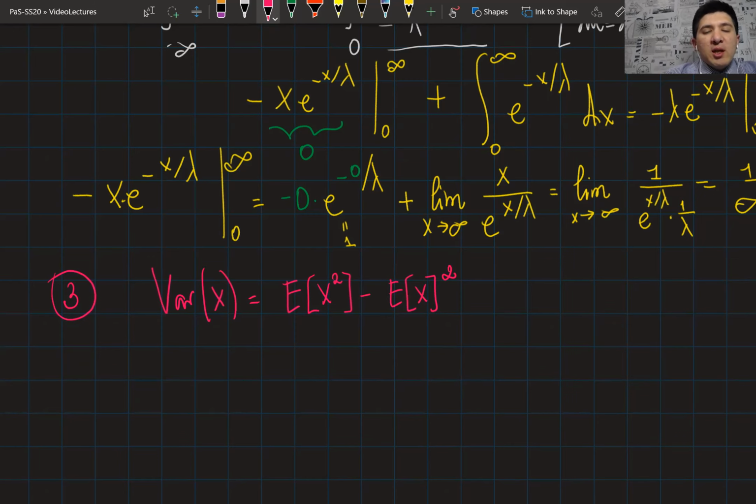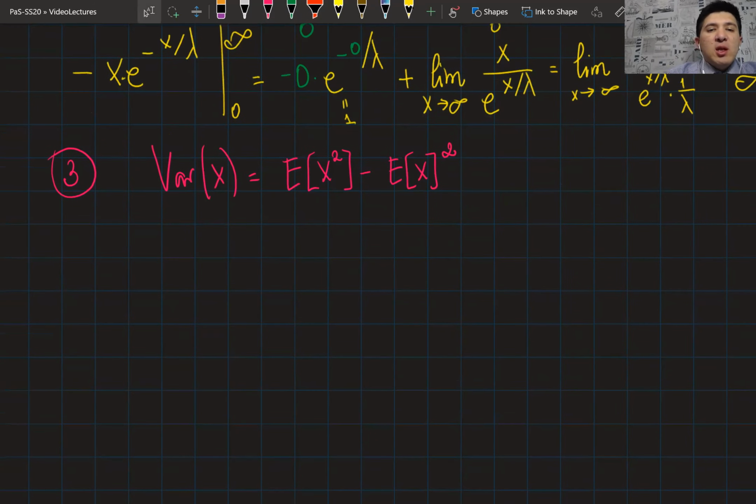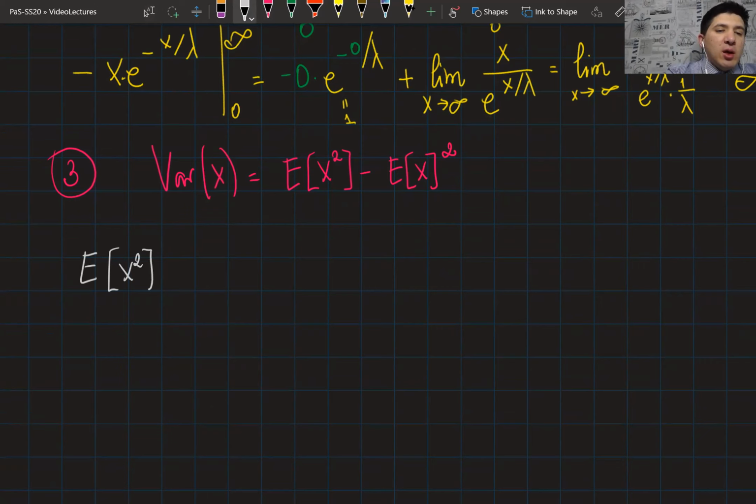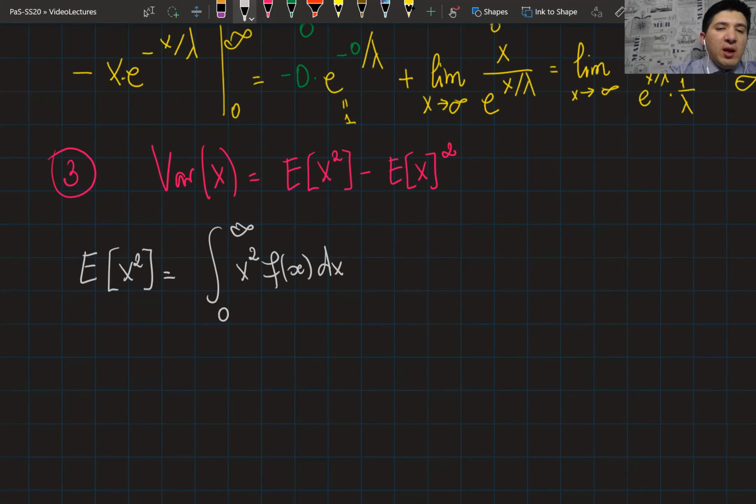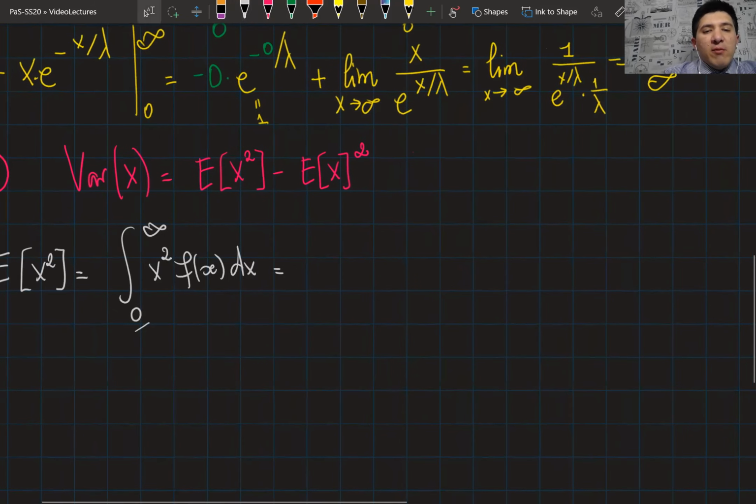We already know the expected value of x, so we just need to calculate the expected value of x squared. We'll do this in a very similar way as before. The expected value of x squared is the integral of x squared multiplied by the density function, from 0 to infinity. Again, it starts from 0 because x cannot be negative.